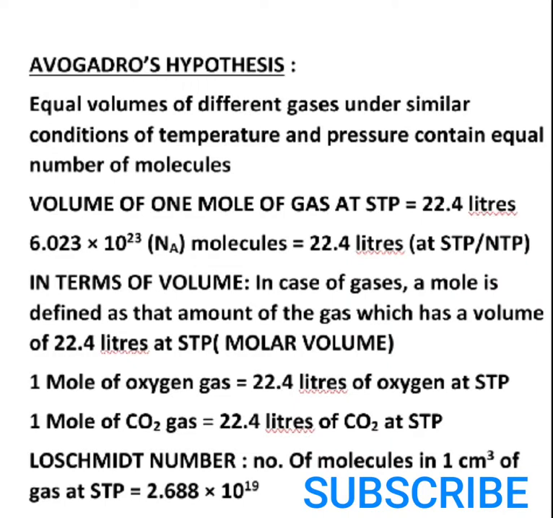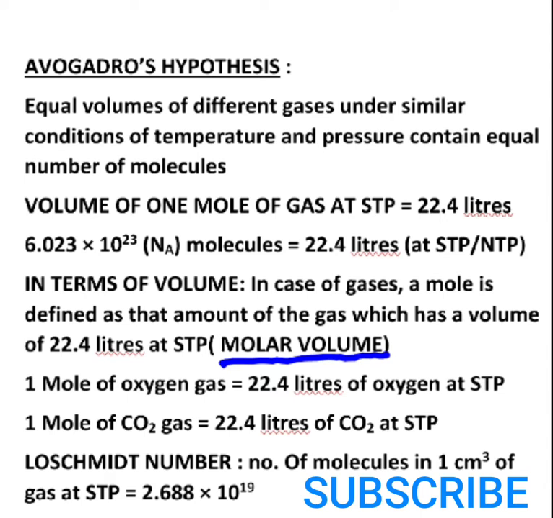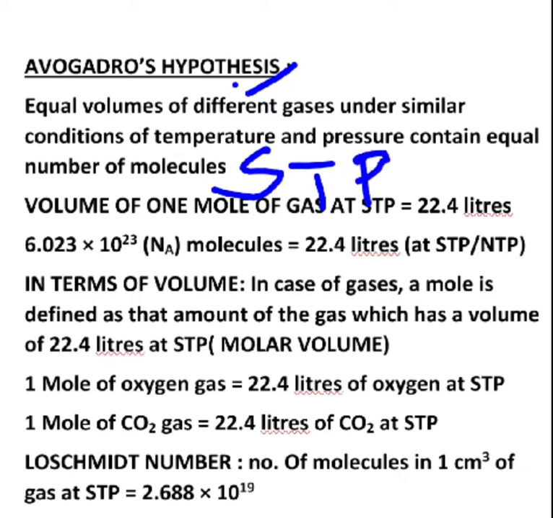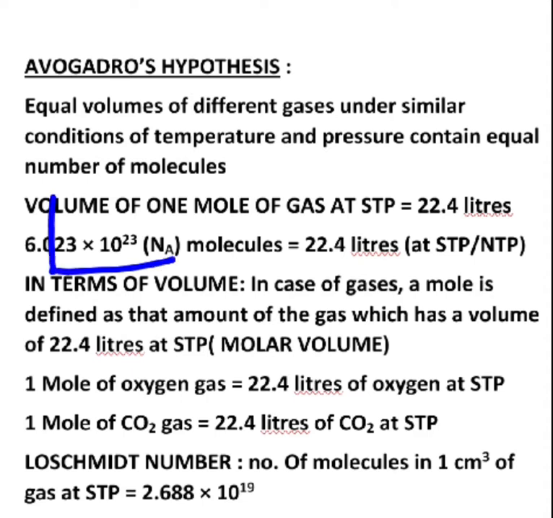Now the next concept is based on Avogadro's hypothesis or the volume of a gas at STP conditions. Now to understand this relationship, first we need to see what is Avogadro's hypothesis or Avogadro's law. It states that equal volumes of different gases under similar conditions of temperature and pressure, that is at STP conditions, contain equal number of molecules. Okay, now I'll give you one example. Suppose I have two gases with me.